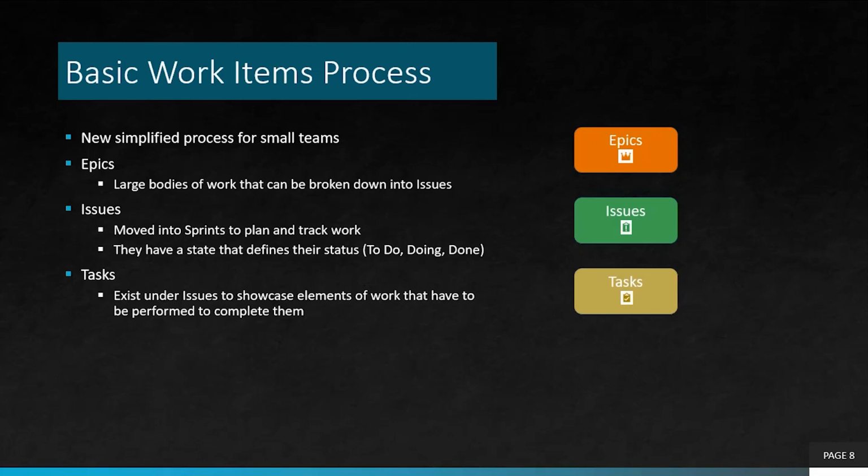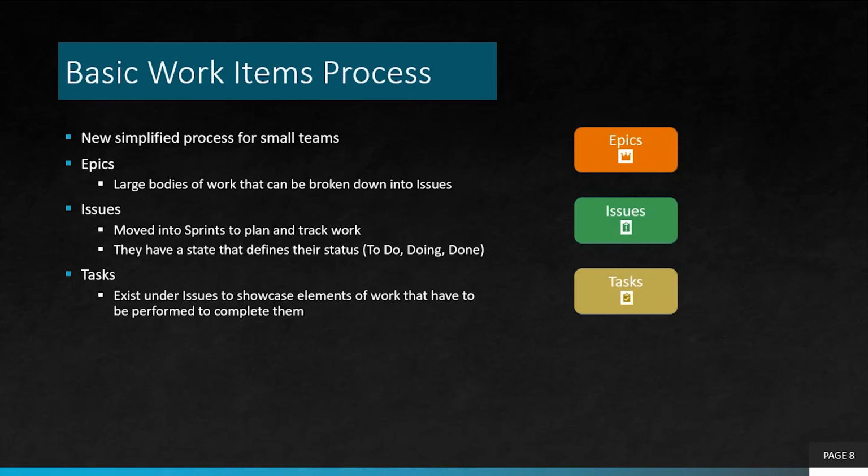And then issues can also have a sub-item, which are tasks. And the tasks are things that you create so that you allow the rest of the team and management, etc., to see the progress of that issue. And also for yourself, you can track the progress of the issue if you're the one working on it. And it showcases the elements of the work that has to be performed to consider the issue completed. So that's the basic work item process and the work items that are available.